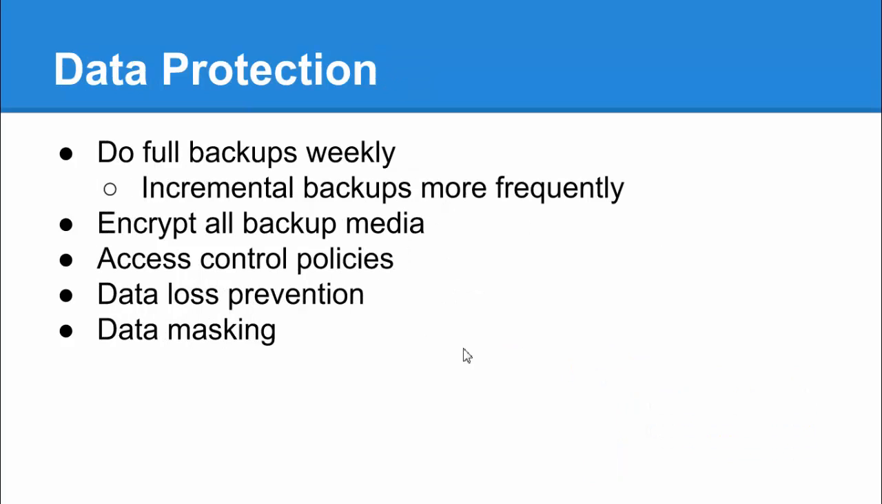Let's move on to how corporations can protect their data. All companies should do full backups weekly and incremental backups a bit more frequently, perhaps every couple of days. All backup data should be encrypted when moved from its creation location to its storage location. Furthermore, policy should limit who has access to the data when it is being stored. Data loss prevention planning can help prevent sensitive data from being released to unauthorized persons. Finally, data masking should be used for personally identifiable information so that it cannot identify a specific person but still remains practically useful.